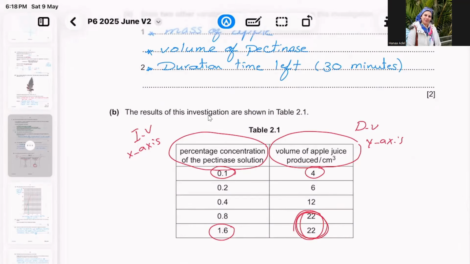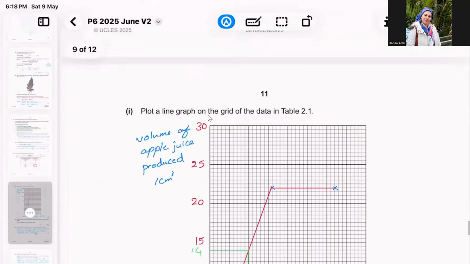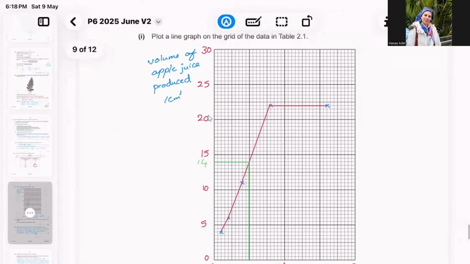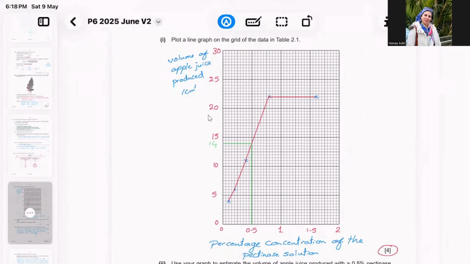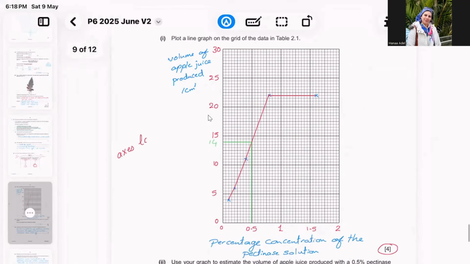So when we start to draw the graph, we have to know the graph has 4 marks. The first one is the axis label. Just write the heading of the table as it is. So we have the percentage concentration of the pectinase solution on the x-axis. And on the y-axis, volume of apple juice produced per cubic centimeter, as it is. If you write them as they are, you will take the first mark.